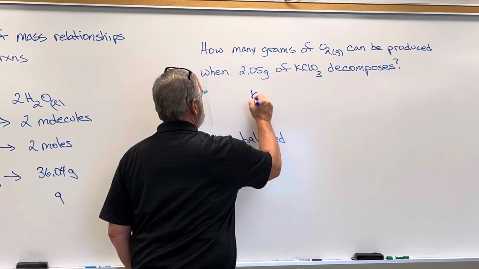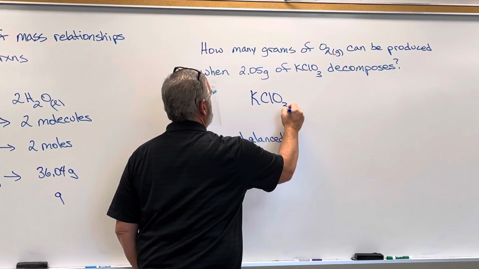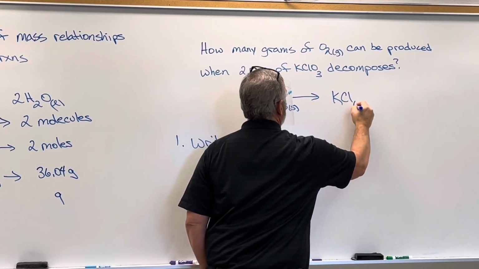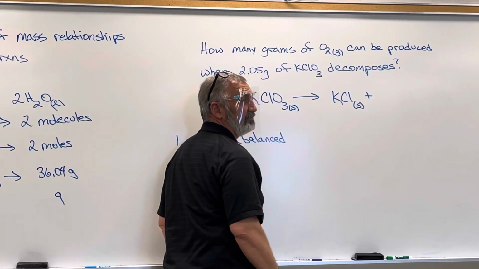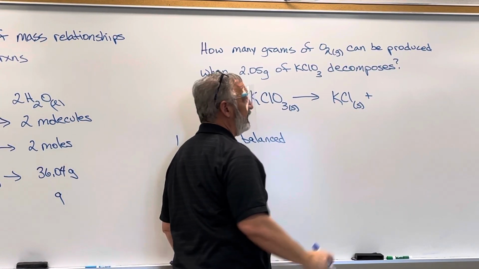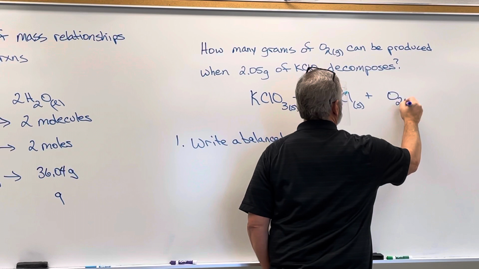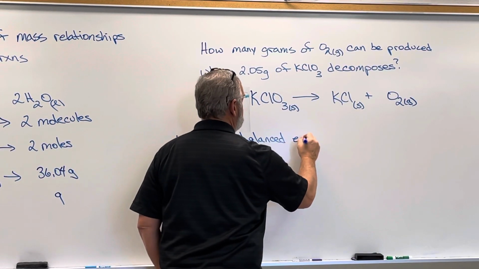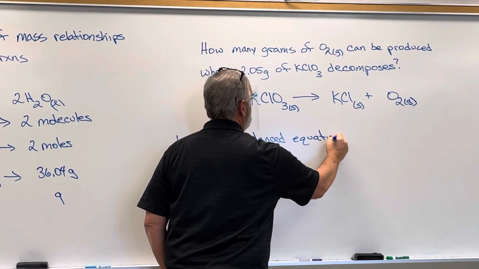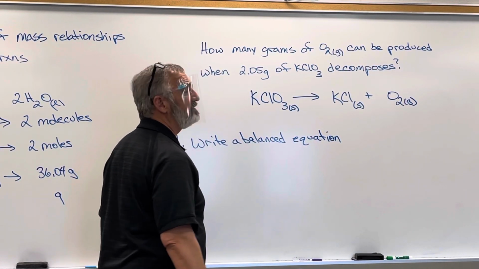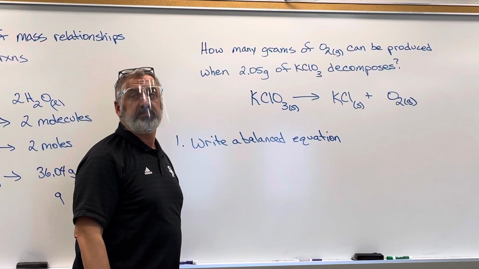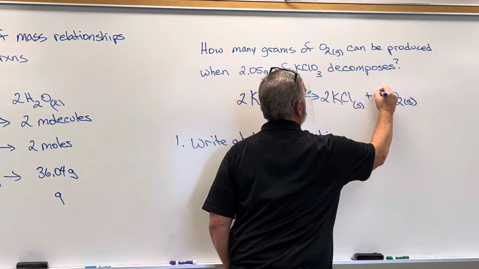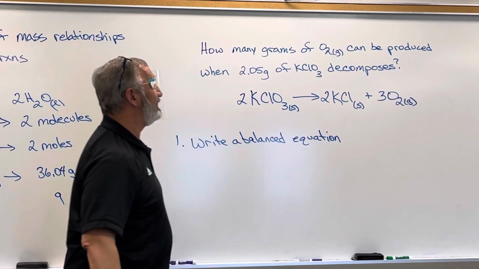KClO3 yields KCl. And then the other one, what's the question asking for? Oxygen. Okay? Write a balanced equation. So we have to balance this. Just put 2 and find the first 2 and 3 on the last one. 2, 2, and 3. Okay, so that's step 1.